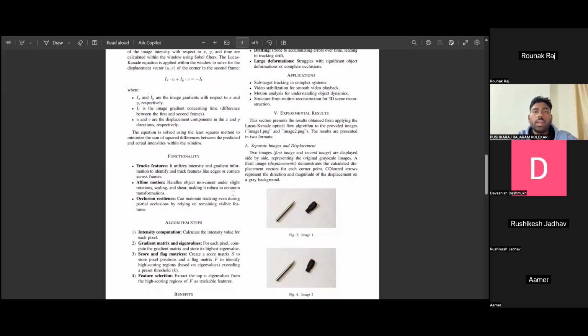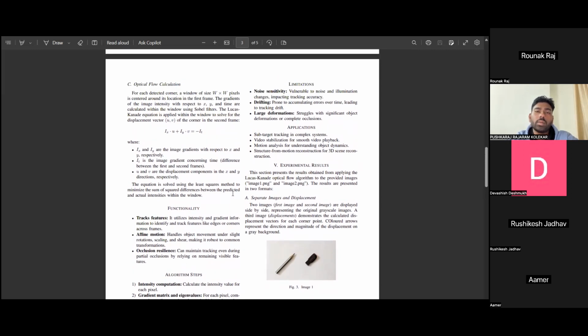We have seen most of the advantages of the Lucas-Kanade method, but there are certain limitations to it. First of all, it is sensitive to noise. We are using eigenvalues that may be susceptible to noise and illumination changes, so potentially it will impact our tracking accuracy. Second, there may be large deformation. Significant object deformation or complete occlusions can pose a challenge for us. And third is drifting. Like other tracking methods, our approach can accumulate errors over time that may lead to drifting.